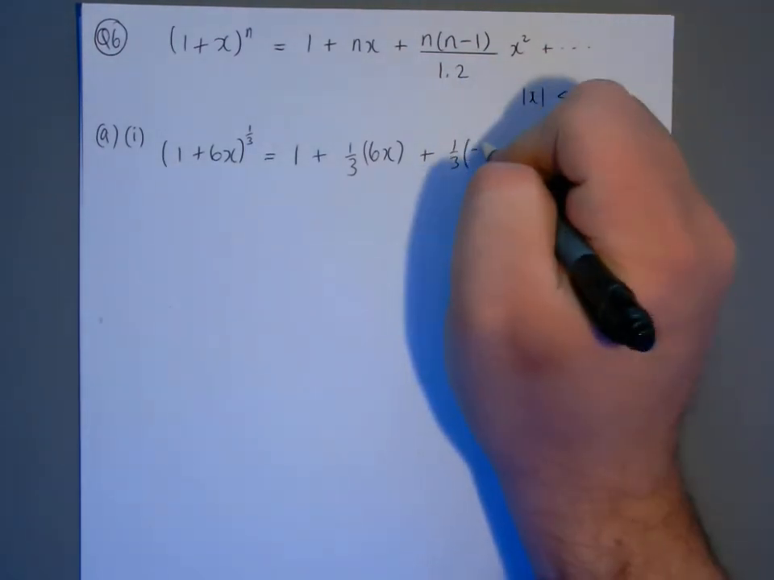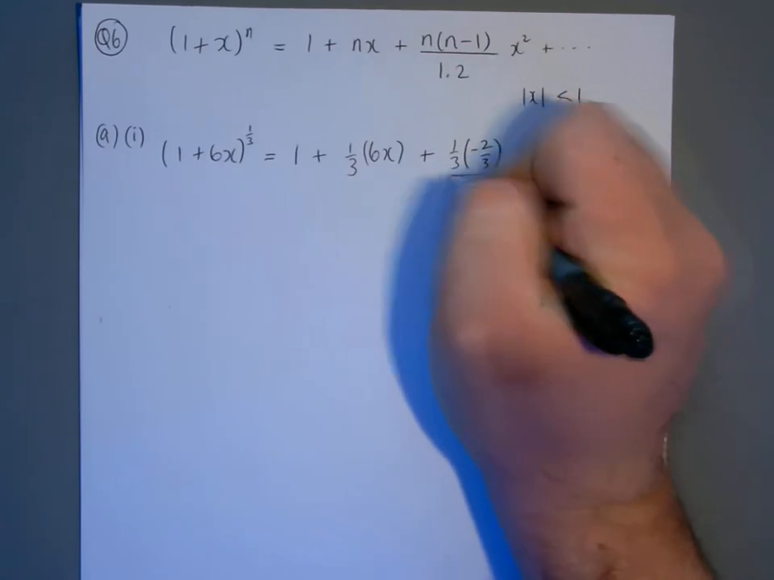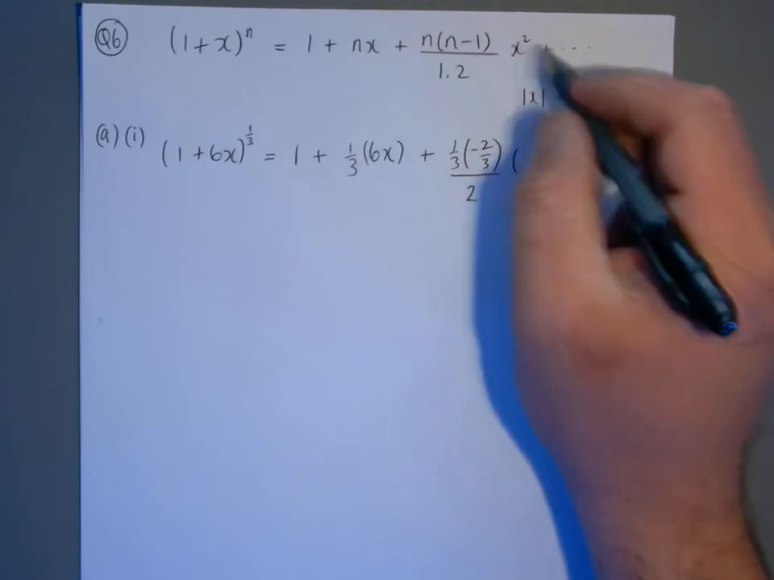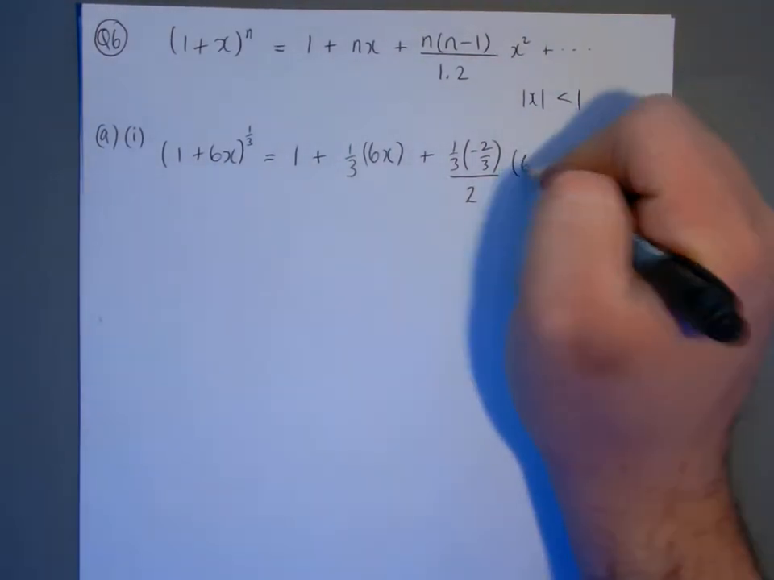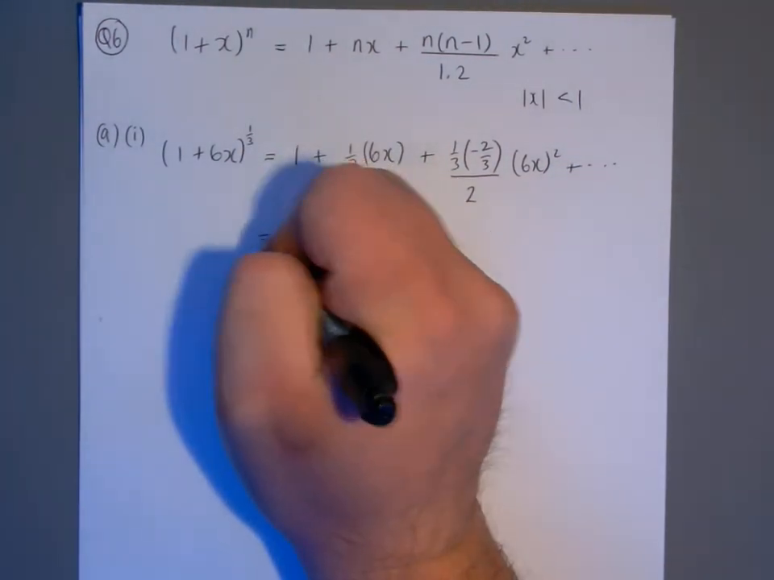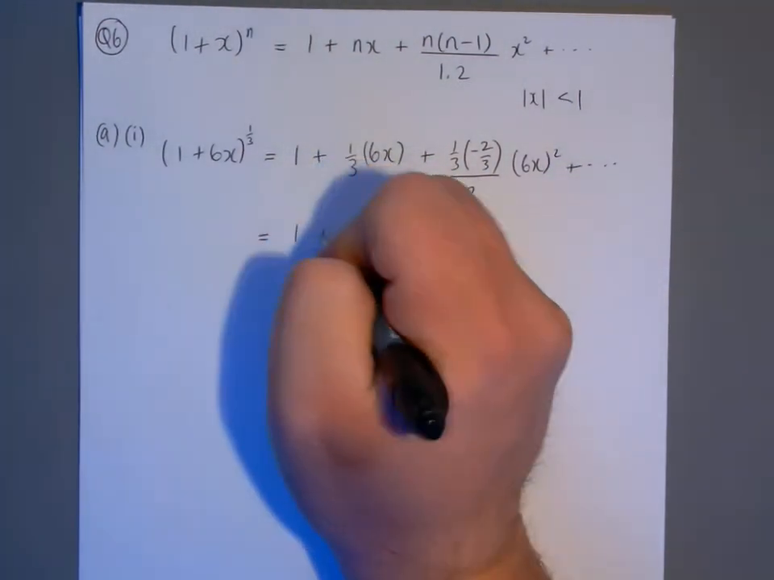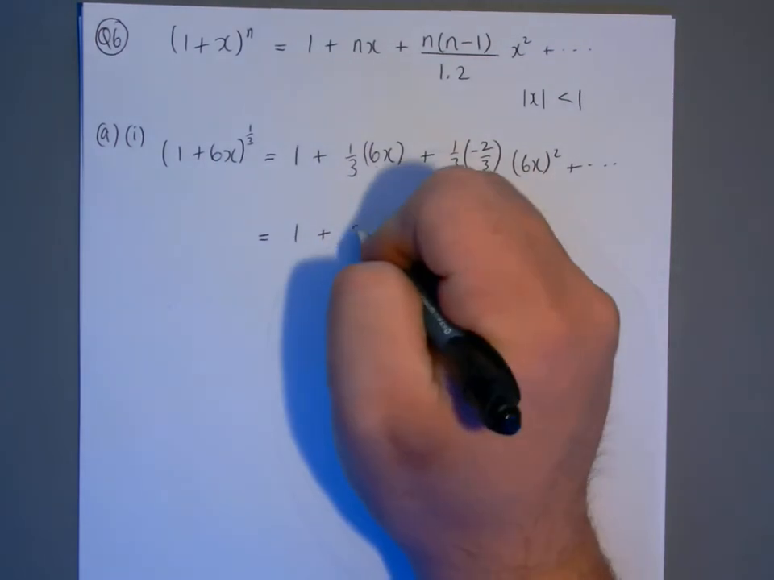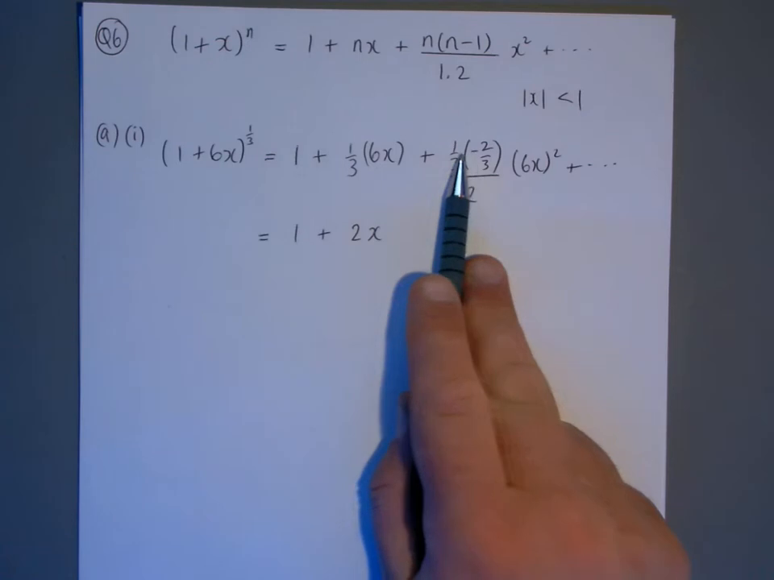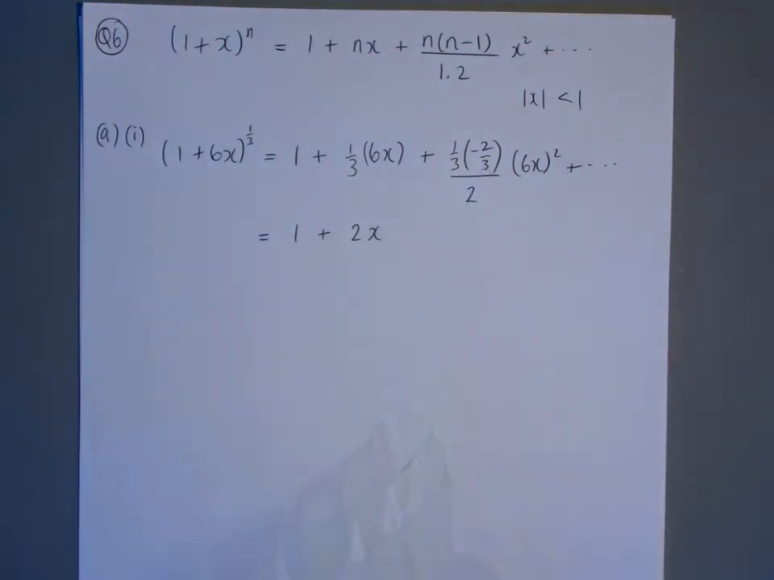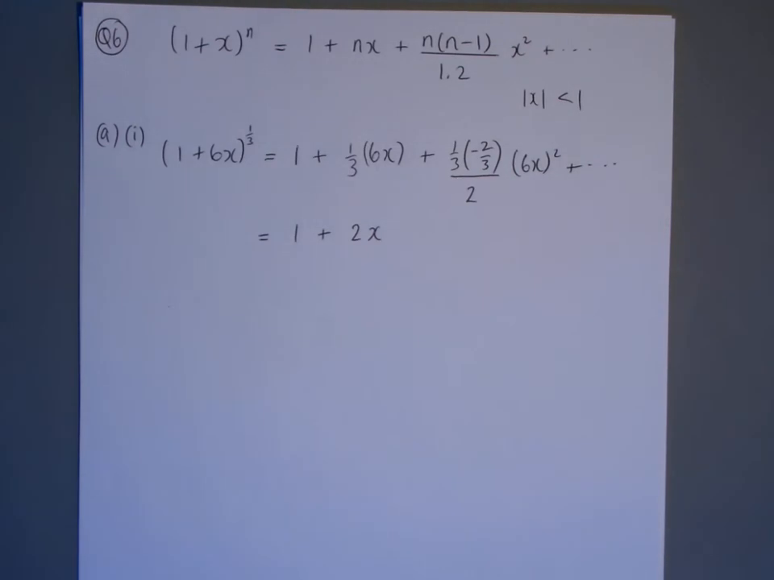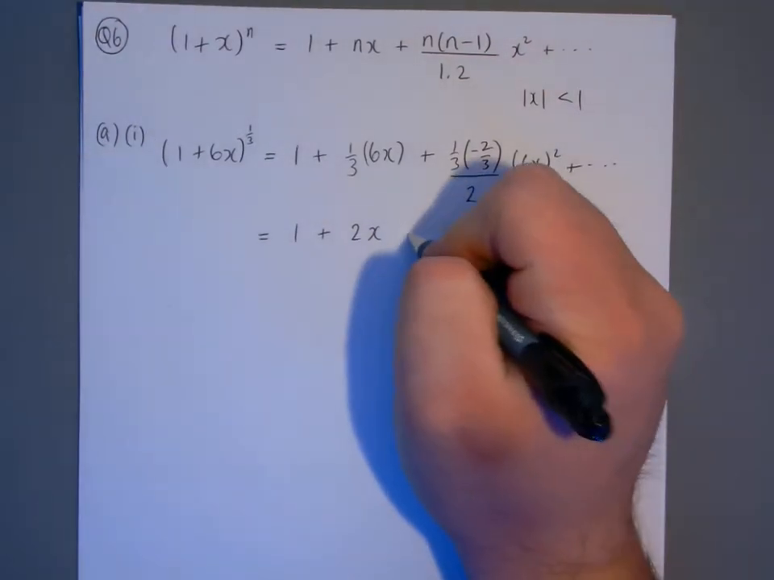This then is the power reduced by 1, so we've got to take away 1 from a third, which will be negative 2/3, all over 1 times 2, of course, which is 2, and then we've got to square 6x. So put it in a bracket to show we're going to square it. So we'll simplify this. 1 plus a third times 6 is 2x, 6 divided by 3 is 2. Let's work out this first. A third times negative 2/3 is negative 2/9. Divide by 2 is a negative 9th.